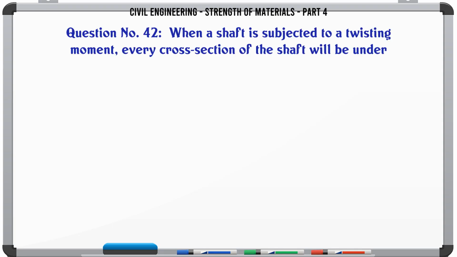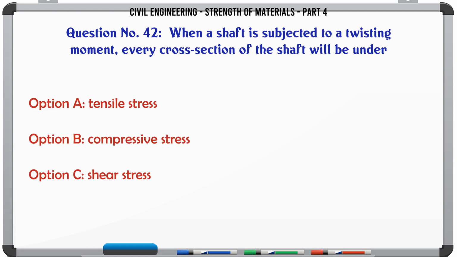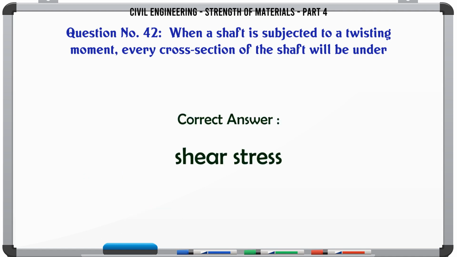When a shaft is subjected to a twisting moment, every cross-section of the shaft will be under A. Tensile stress. B. Compressive stress. C. Shear stress. D. Bending stress. The correct answer is shear stress.